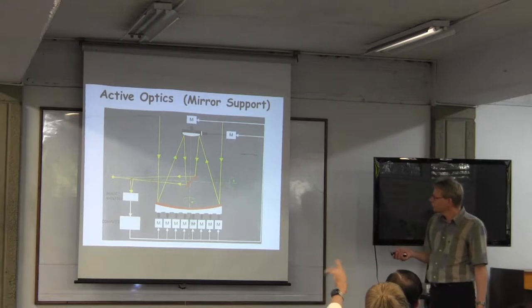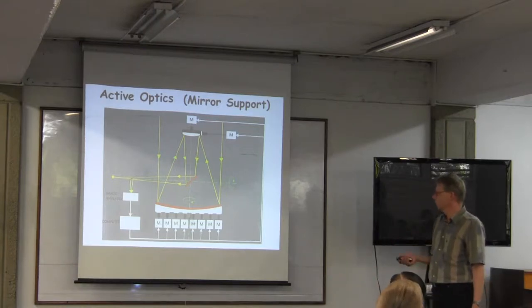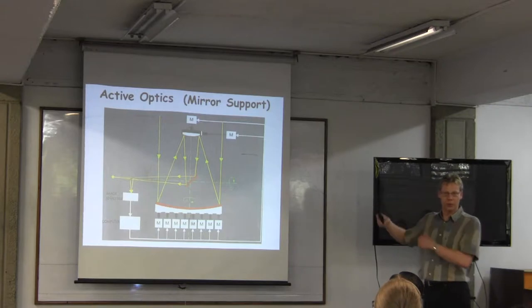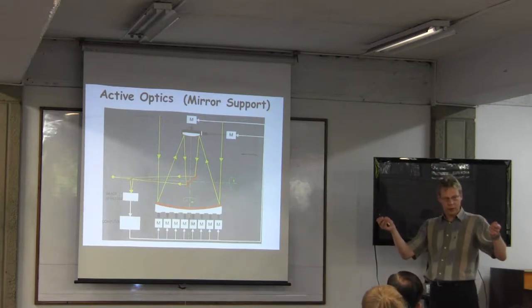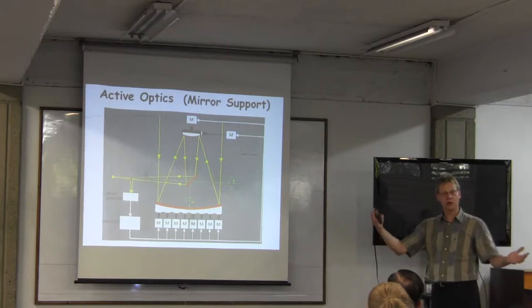How long does it take to go through? This is what you do before the night. So this is a very slow loop. This is not like adaptive optics where you have to do this in milliseconds. Because it doesn't change quickly, right? It's just the gravity that changes a bit.